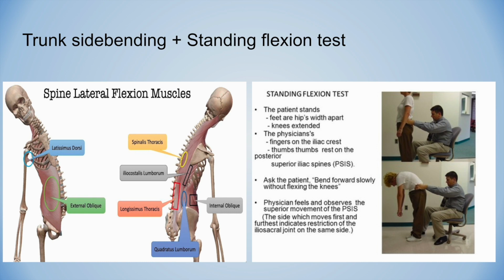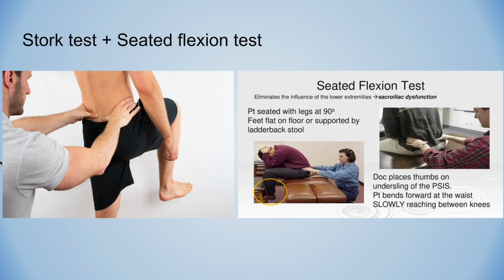And then this is called the standing flexion test, feeling on the PSIS bilaterally, asking the patient to bend forward, and then looking for which of the PSIS actually moves forward furthest or first. And that would signal that there's dysfunction on that side, that's the side of the restriction. And we'll go into this a lot more in detail, but sort of 10,000 foot view here.